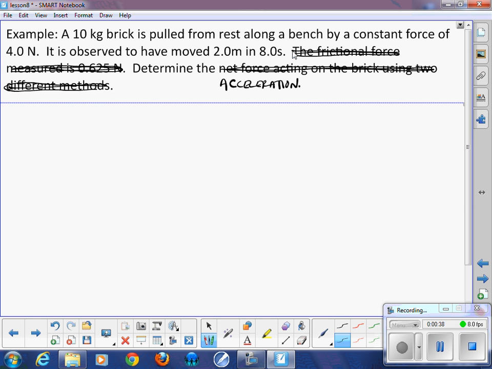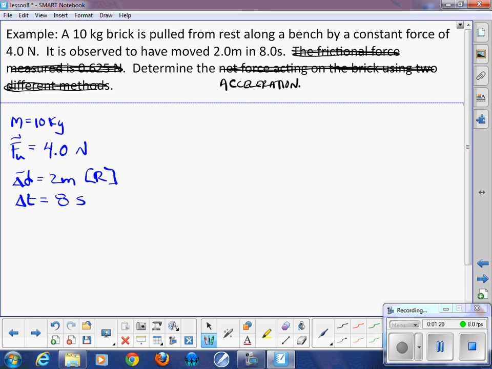So we have a 10 kilogram brick. We're pulling it along the bench with a constant force of 4 newtons. It's observed to move 2 meters in 8 seconds. Determine acceleration. So the information that's given, we know our mass. So mass is 10 kilograms. We know that the force is 4 newtons, and the assumption here, and I make it a little bit more clear on tests for sure, is that's the unbalanced force, and it's observed to move delta D equals 2 meters, and I'm going to say right, and the time for that to occur was 8 seconds.